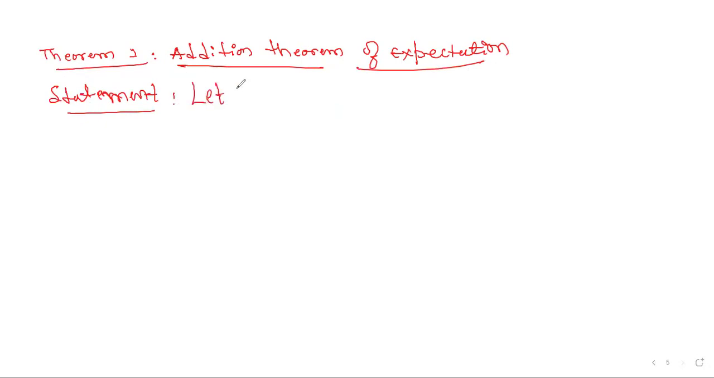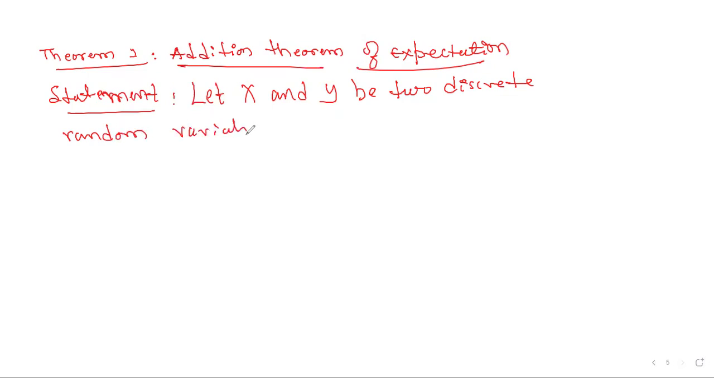Let x and y be two discrete random variables, then the expected value of x plus y is equal to the expected value of x plus the expected value of y. So we need to prove this theorem.